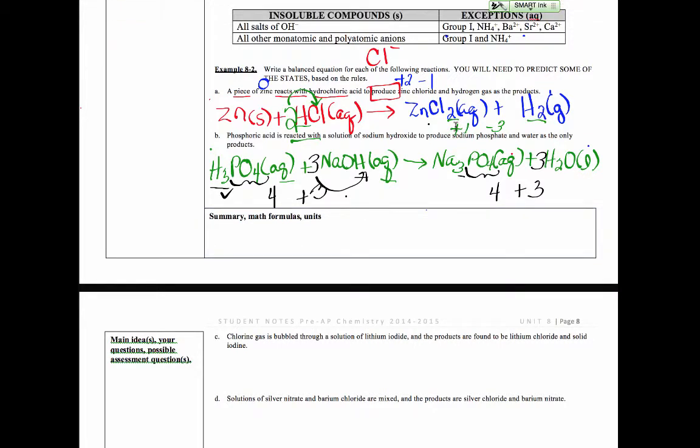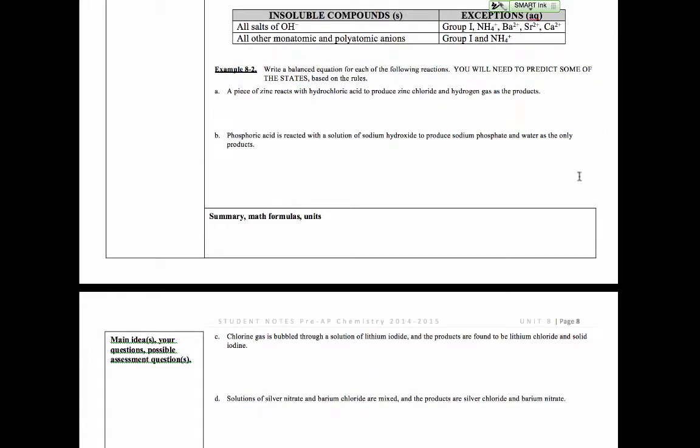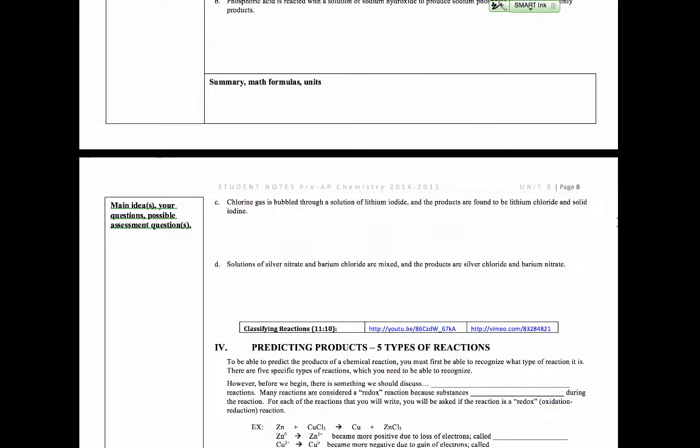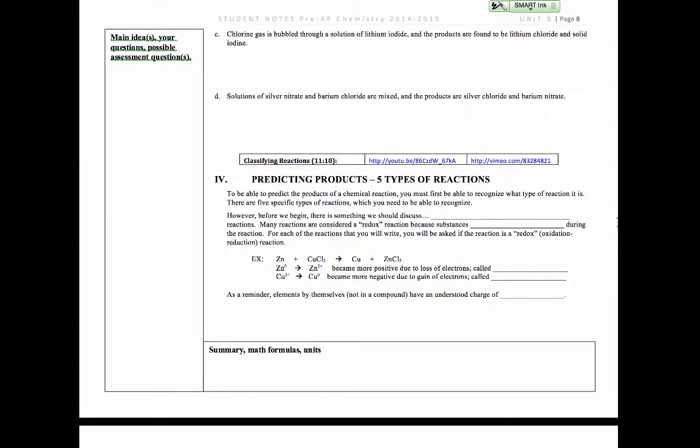Now let's go on and do just a couple more of these, and hopefully that will reinforce it for you in class. And I'll talk about what these other aspects of the notes are in class. We're doing something a little different with those.